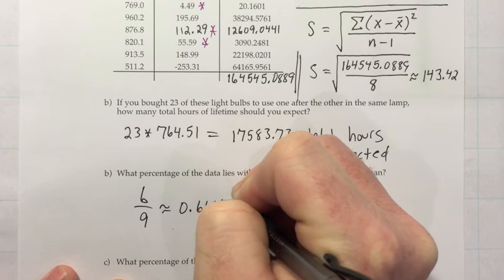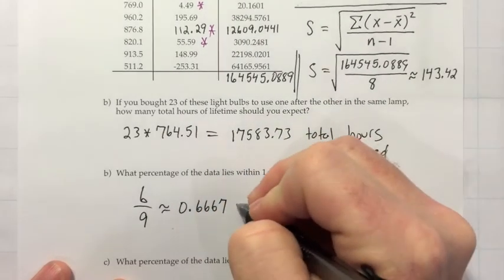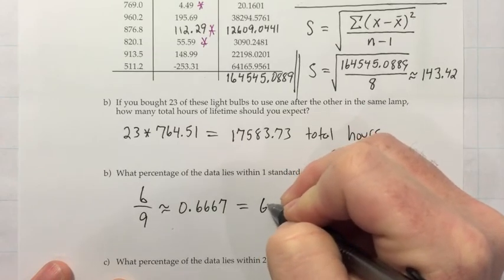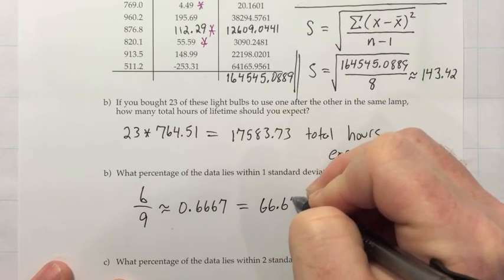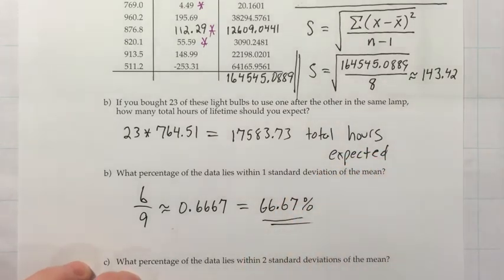I happen to know that one, so I'll just write it down. It's 0.6667, and then changing that to a percentage, that would be 66.67%. And so that's what percentage of the data lied within one standard deviation of the mean.